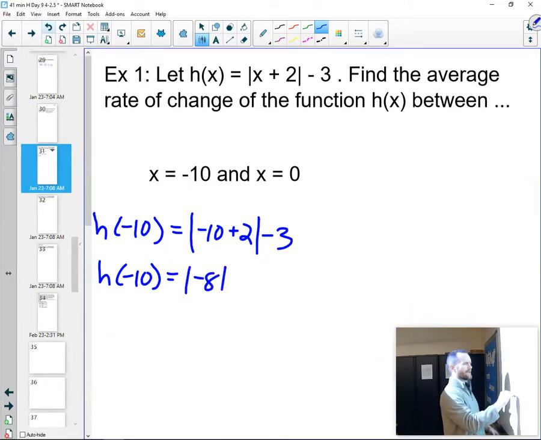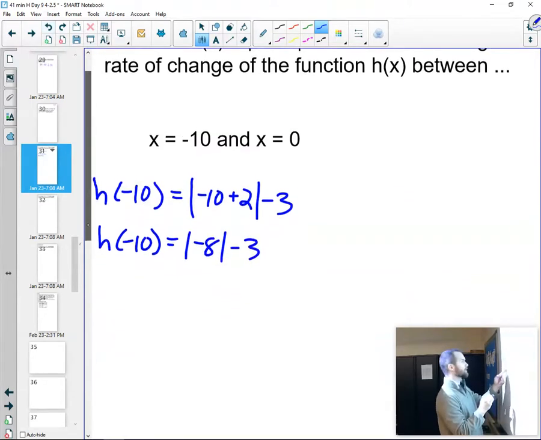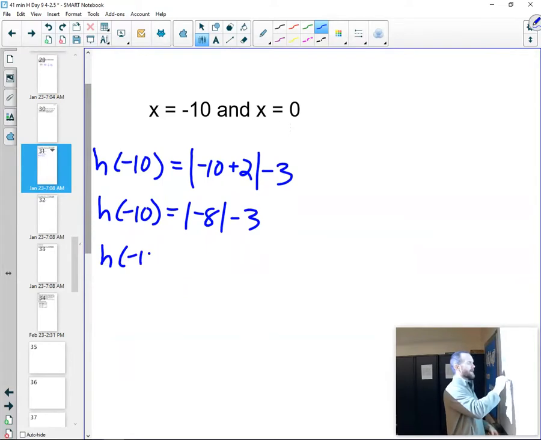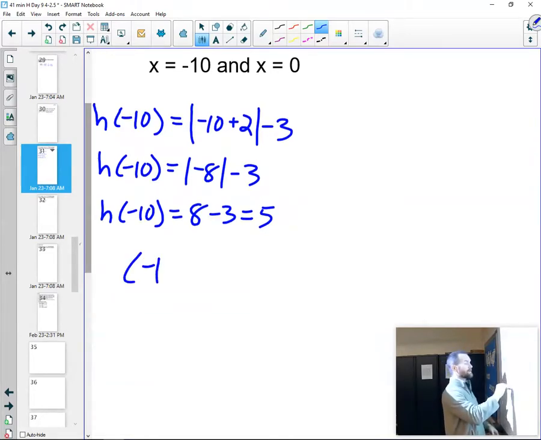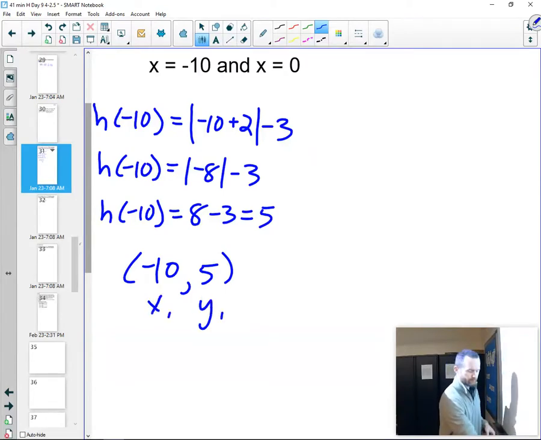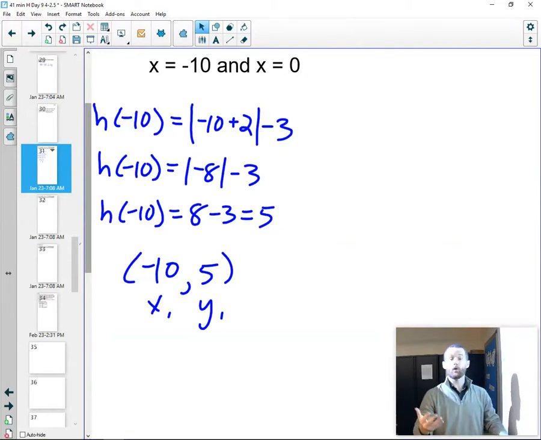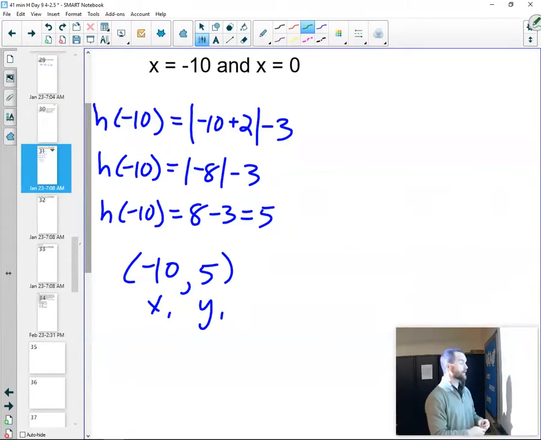That's going to be the absolute value of negative 8 minus 3. Let me scroll down a little bit. So we get h of negative 10 equals positive 8 minus 3, so we get 5. Which means our first complete ordered pair is going to be negative 10 and 5. So that's our x1 and y1 that we can plug into our formula for slope, our formula for average rate of change.